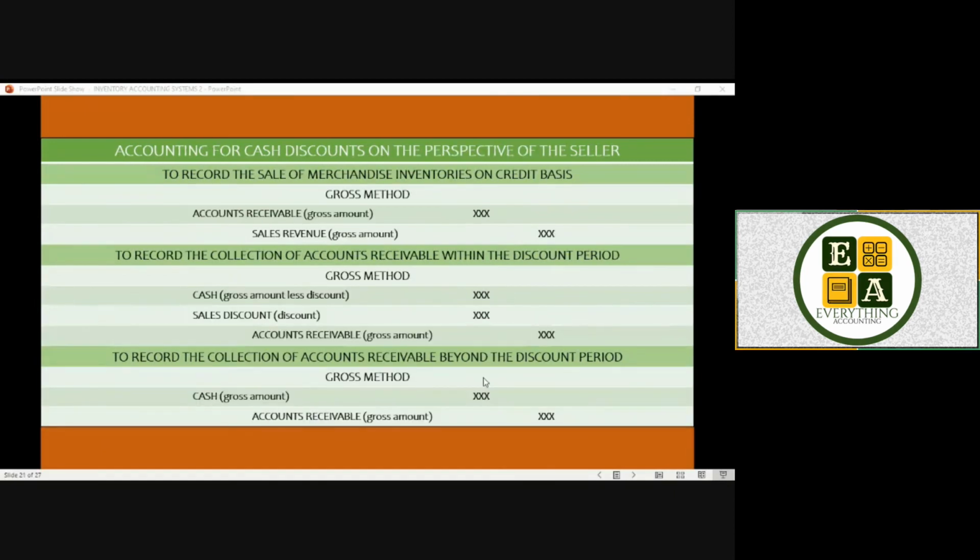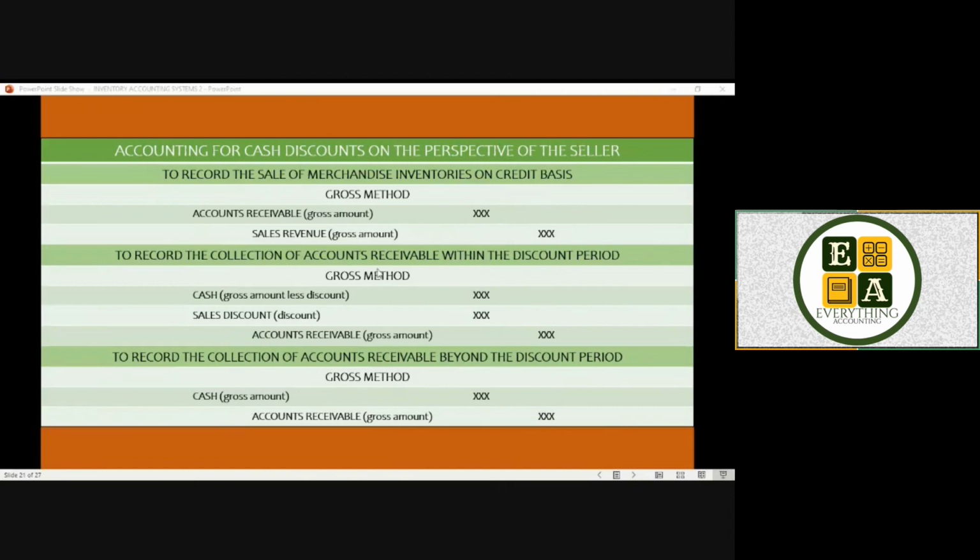Then, let's move on to the accounting of cash discount from the perspective of the seller. So, for example, we are the ones who sold. On the seller's part, to record the sale of merchandise inventories on credit basis under the gross method, accounts receivable is debited at a gross amount, then sales revenue, also at a gross amount. In the gross method, always consider gross amounts as the assumption.